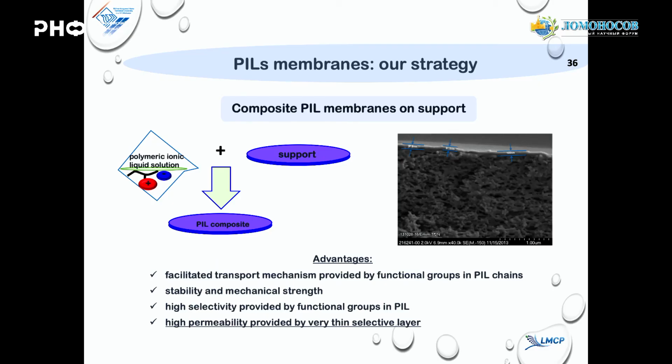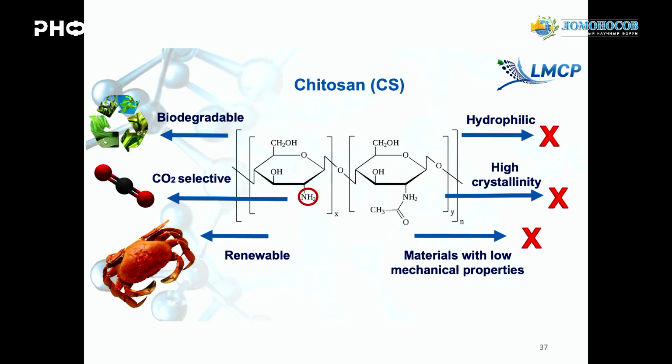And actually the result was okay. You can see here on the picture, we obtained a 100 nanometer selective layer, which is actually not so small, but still it's working. And we obtain a highly permeable composite membrane of these polymeric ionic liquids on the polymer support.